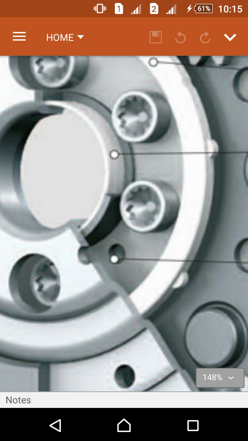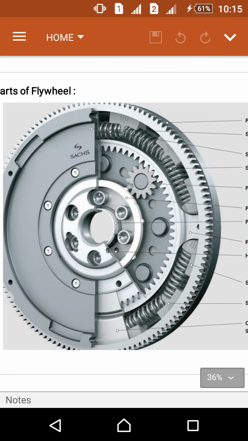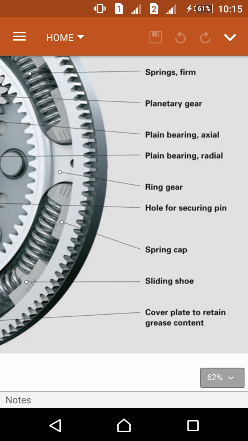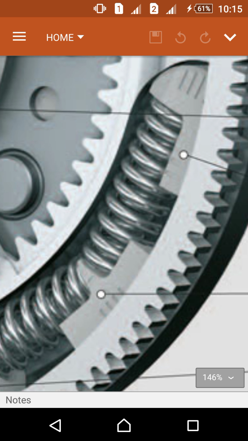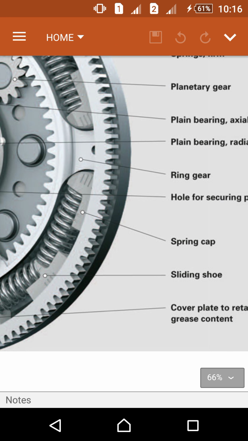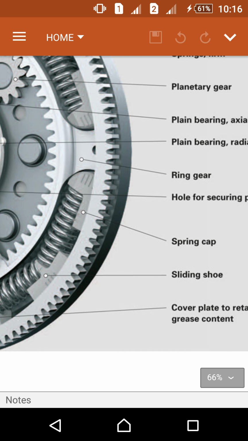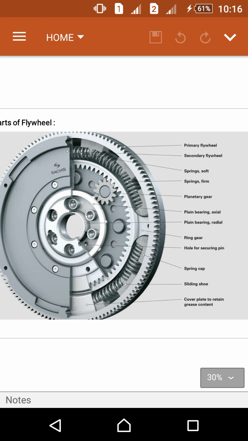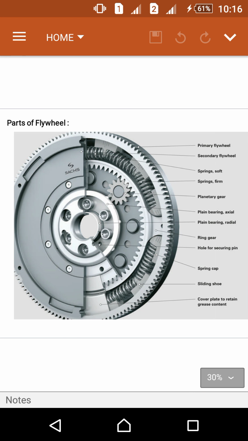and this hole is for securing the pin, adjusting the pin, and this is spring caps for springs, and this is a sliding shoe to slide the springs, and this is the cover plate to retain the content. These are the parts of the flywheel. This is the schematic map of the flywheel. In the flywheel there are 13 parts available.